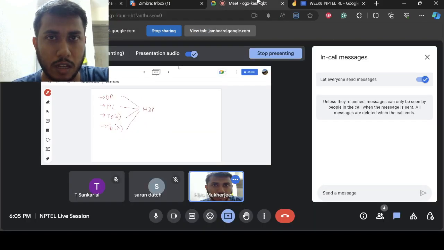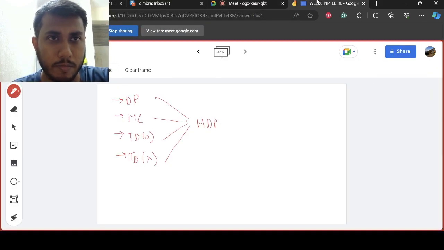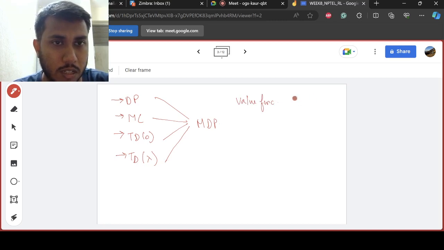One thing that is common for all of them: an MDP problem basically has two things. One is your value function, and another is the action value function. So this can be the state value function or the action value function. One was your V, another was your Q.